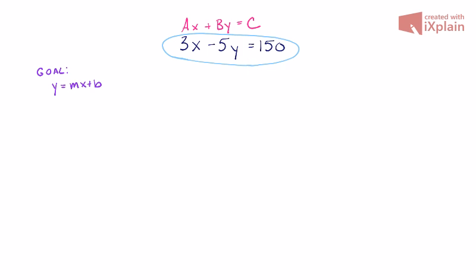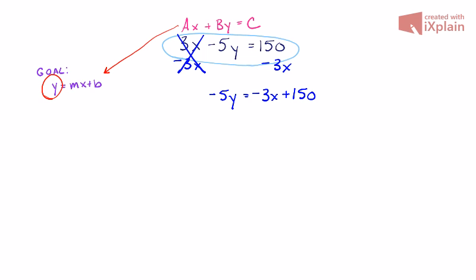equal to 150. And what I want you to notice is between the two forms here that I have, ax plus by is equal to c and y is equal to mx plus b, the main detail here is that y is isolated. In other words, we want to get y by itself. So that is going to be our plan of attack here. So to begin, I'm going to subtract 3x from both sides to start getting y by itself. And that's going to give me negative 5y is equal to negative 3x plus 150.